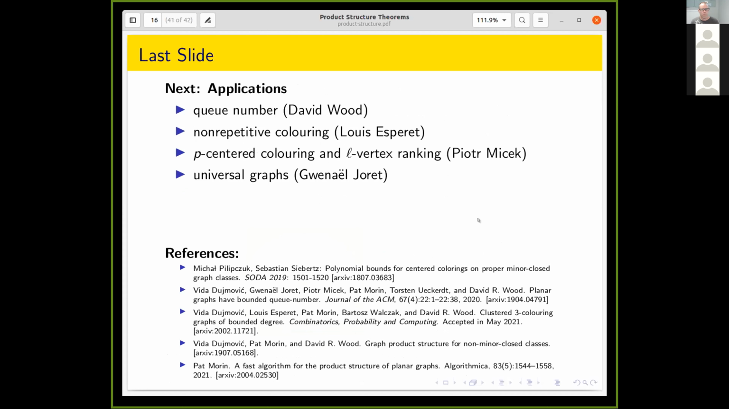All right, so that's everything I wanted to say about that. Just a look at what's coming up next. David Wood will talk about queue number, so the proof that settles that problem. Louis Esperet will talk about non-repetitive coloring. Piotr Micek will talk about p-centered coloring and l-vertex ranking. And finally, at the end, Gwen will talk about universal graphs.